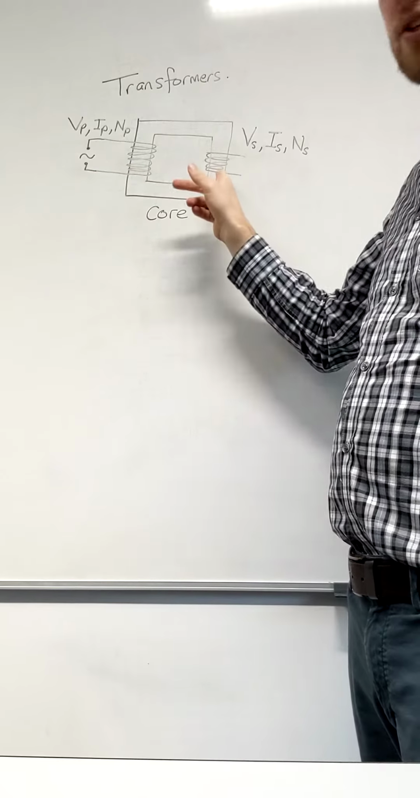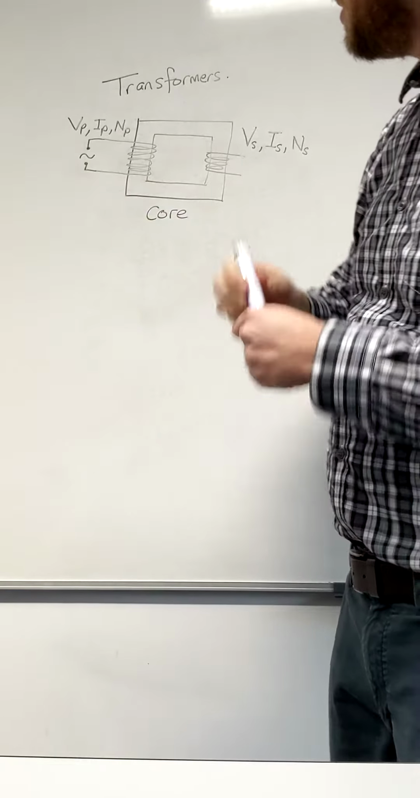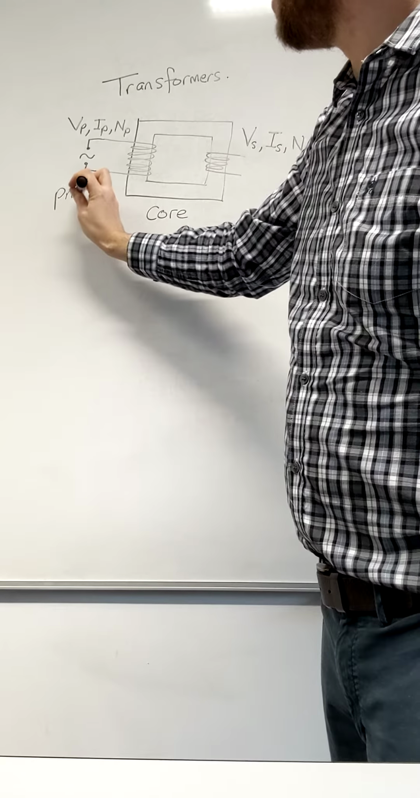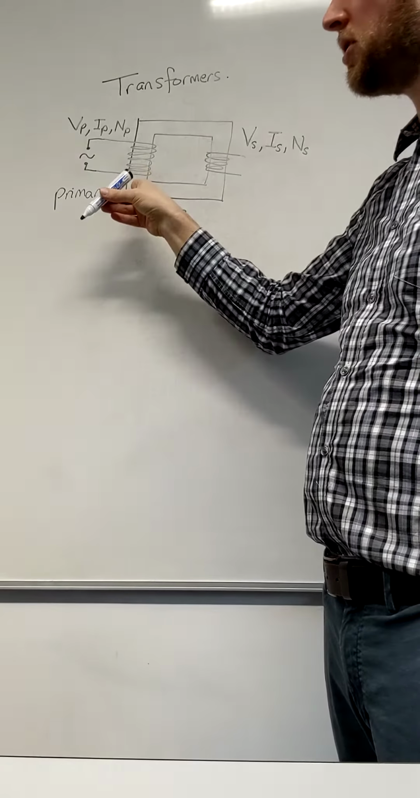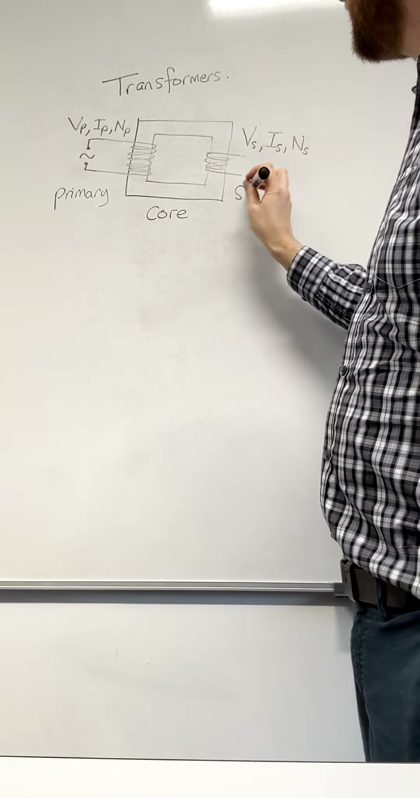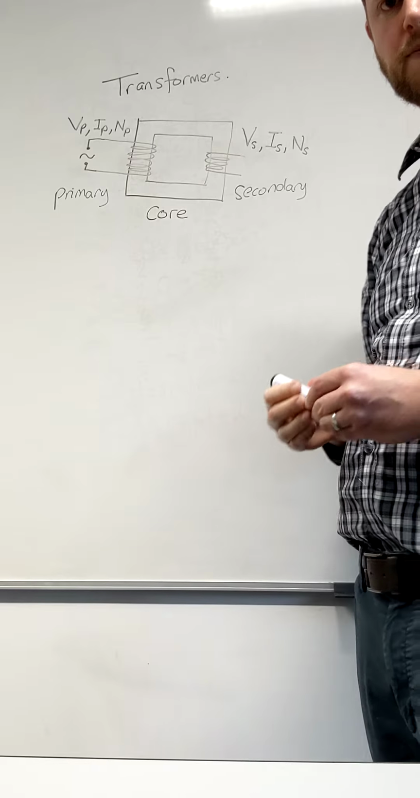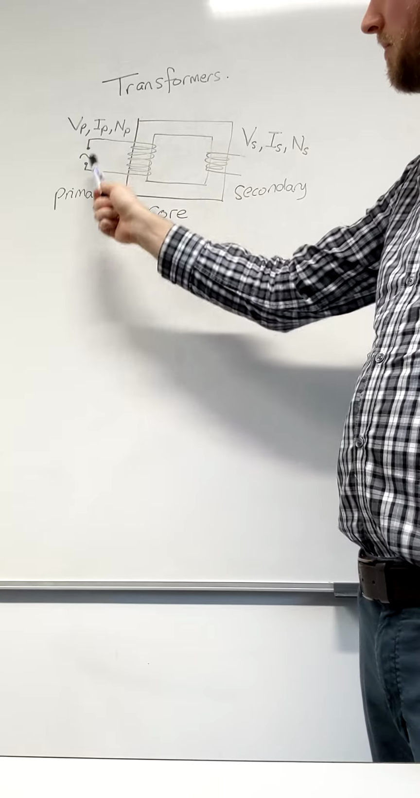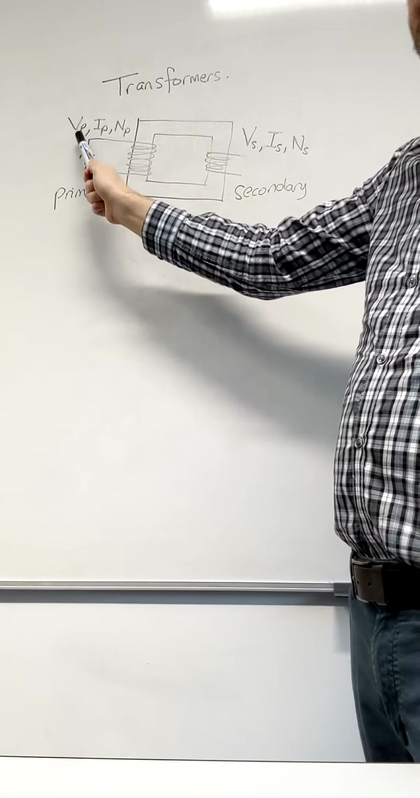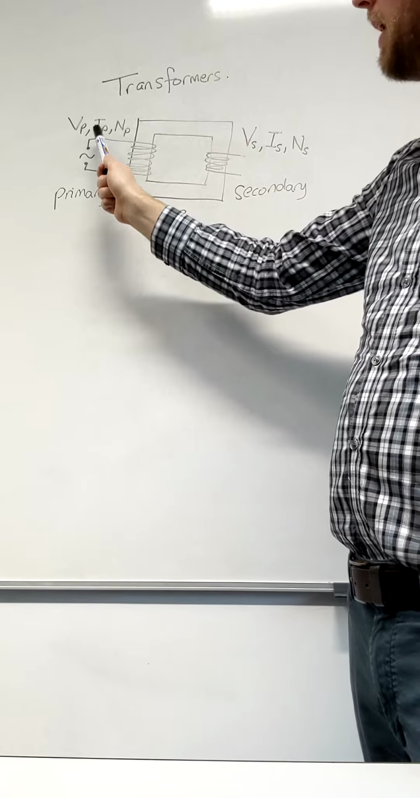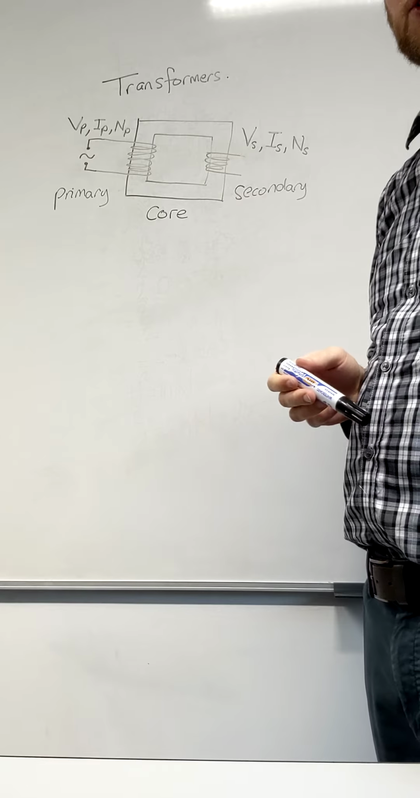And around each side you have a coil of wire. At one side is called the primary coil. This is the electricity coming towards the transformer, and at the other side we have a secondary coil. What we can measure at both the primary and secondary coil is the potential difference, which is Vp, the current, Ip, and the number of turns. So we could do the same at the right hand coil as well.